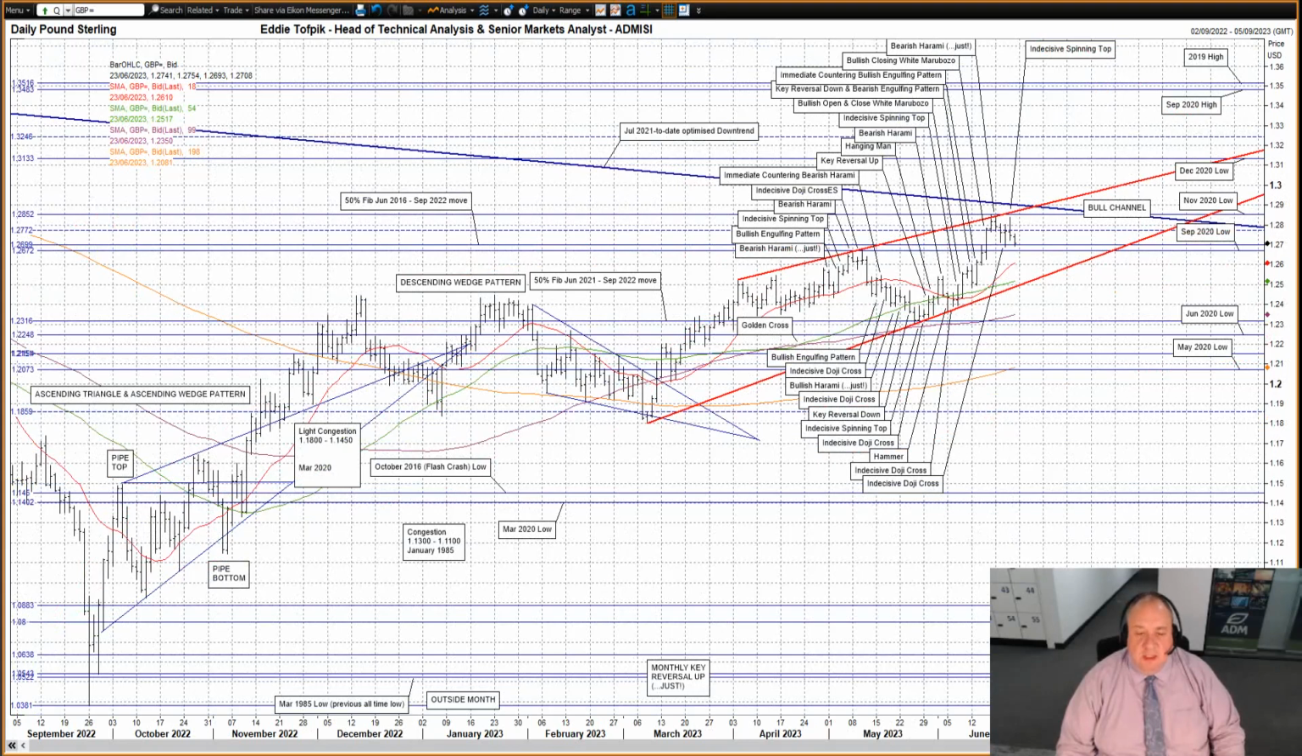Cable, aka sterling against the US dollar. Another indecisive pattern yesterday, this time an indecisive spinning top. I'm beginning to suspect that the overhead congestion combination made up from the November 2020 low at 128.52, plus the upper bull channel line currently at 128.68, and the powerful looking July 21 to date optimized downtrend that you can see angling down in dark blue on my daily chart, currently at 129.01, are all trying to cap the rise made since the end of May.